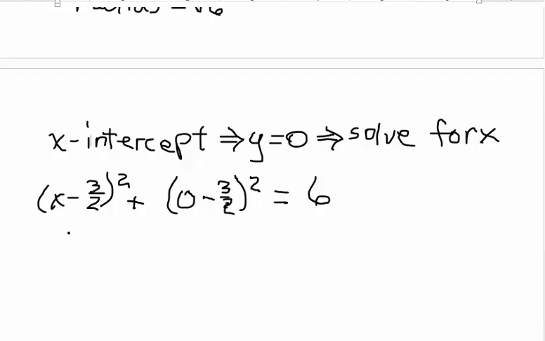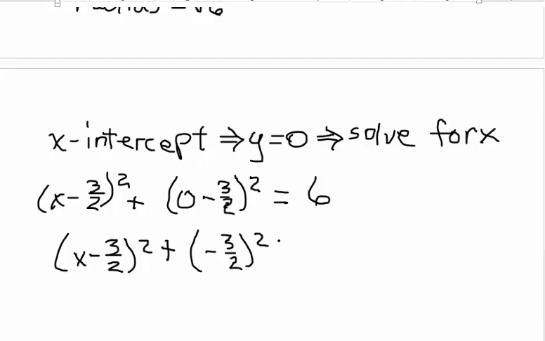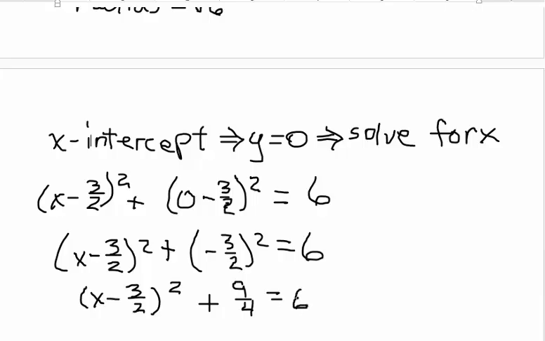So I have the square of x minus 3/2 plus the square of negative 3/2. 0 minus 3/2 is simply negative 3/2, equals 6. So the square of x minus 3/2 plus 9/4 equals 6.